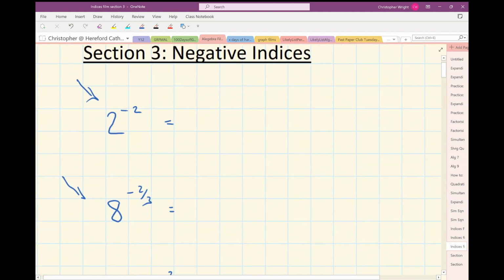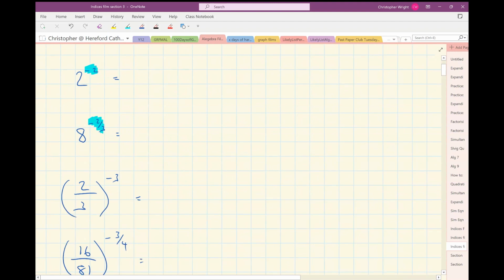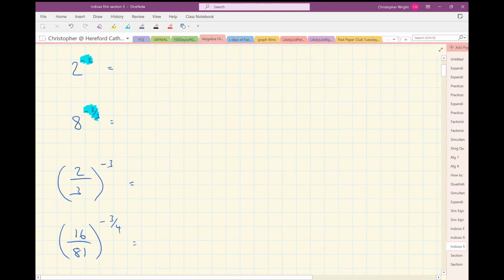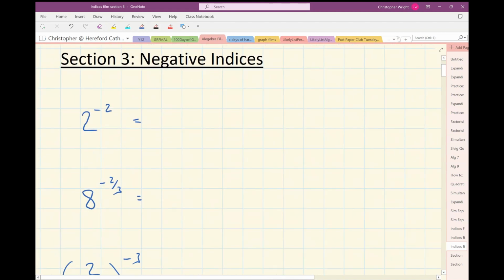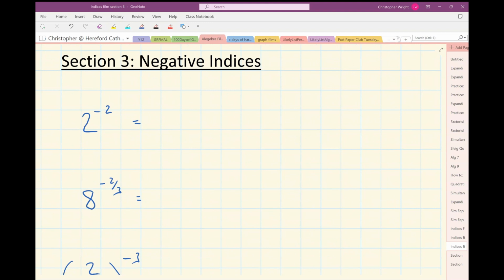Now, both of those, of course, have got negative indices. 8 to the power of minus 2/3 has got a negative fractional power, a negative fractional index number. We're also going to be looking at fractions to negative indices, such as 2/3 to the power of minus 3, or 16 over 81 to the power of minus 3/4. So that's what we're looking at in this section. So 2 to the power of minus 2. Now the truth is that you're probably simply going to remember the rule for negative indices. 2 to the power of minus 2 is 1 over 2 to the power of 2.